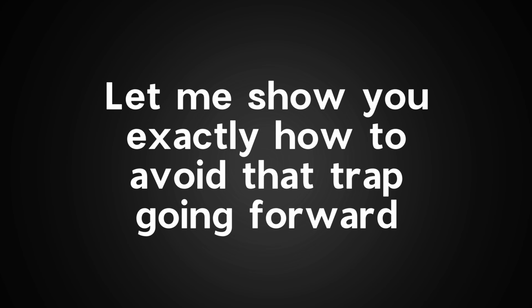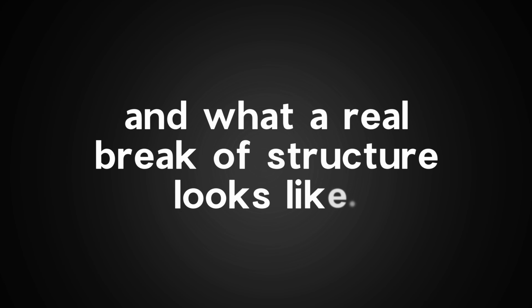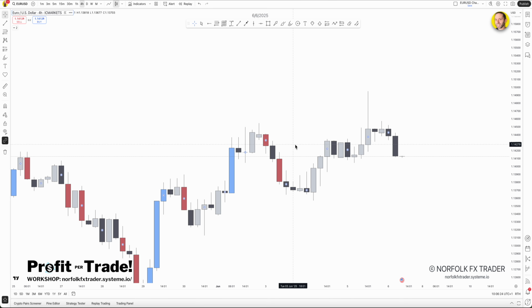Let me show you exactly how to avoid that trap going forward and what a rail breaker structure looks like. So you've seen exactly why you should be looking at these breaks in a different way. Let's just go through what a break should be looking like for you on the charts and what you should not be looking for. Now to start with, let's look at those wick breaks where we see price here, pushing through this high. Now that's the trap.